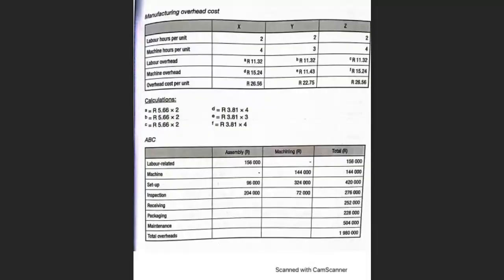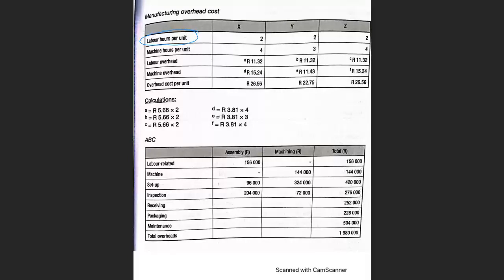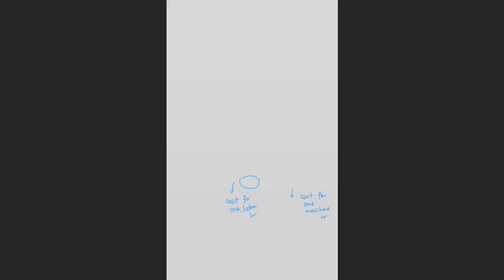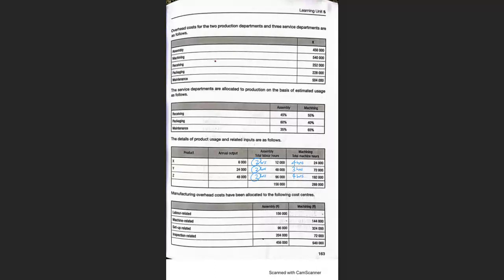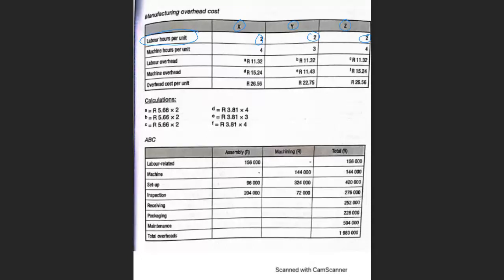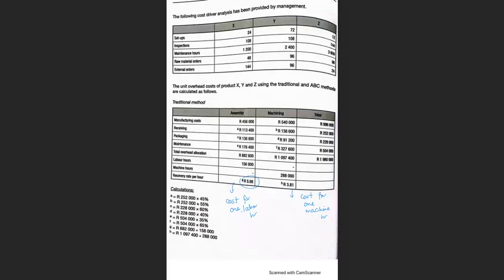We said 2 for X, 2 for Y, 2 for Z for labor. So we wrote that down here at the top. As you can see, labor hours: for X it's 2, for Y it's 2, for Z it's 2. We just copied that from that page. The same for your machine hours. We copied from here. It was 4 for X, 3 for Y, 4 for Z. So again, you just copy that here. At the top, it was machine hours, 4 for X, 3 for Y, 4 for Z. You're fine with where we got that from? Okay, so that's the requirement for each product.